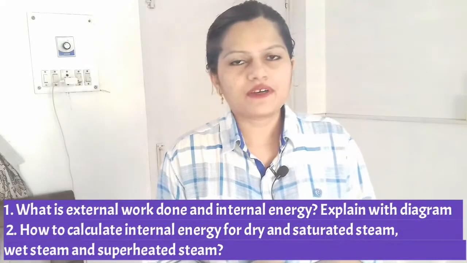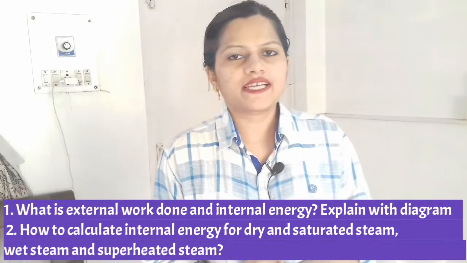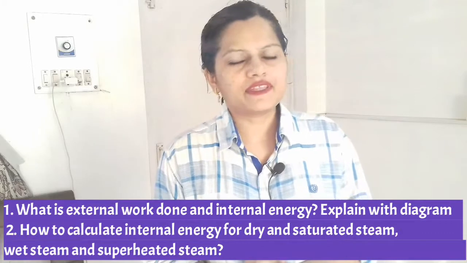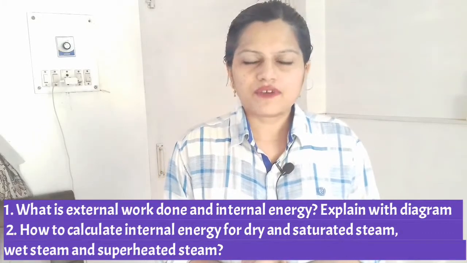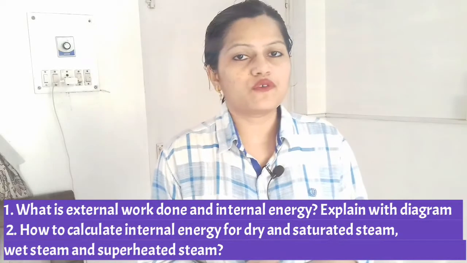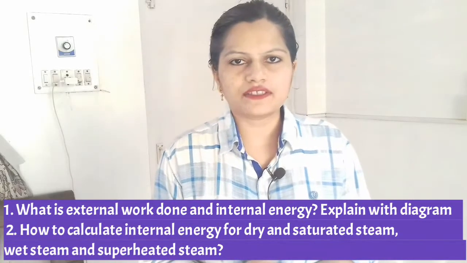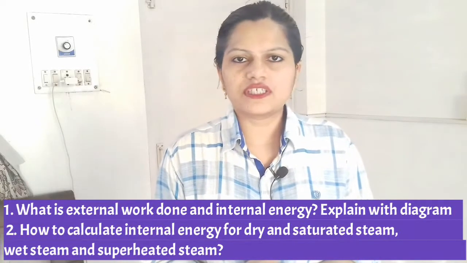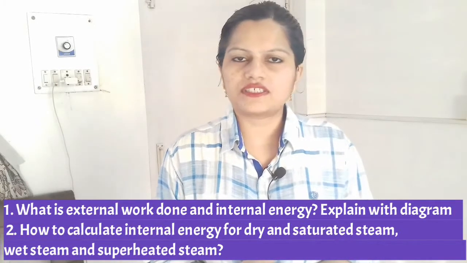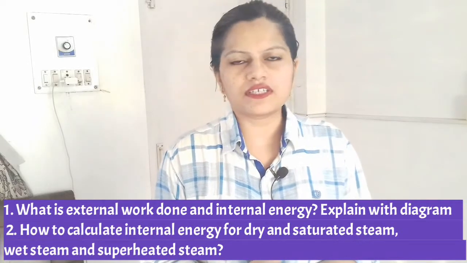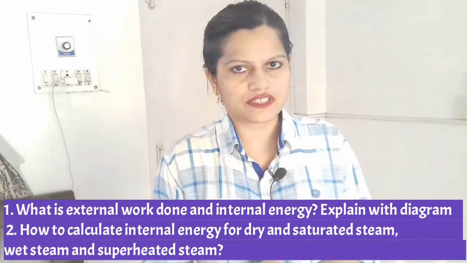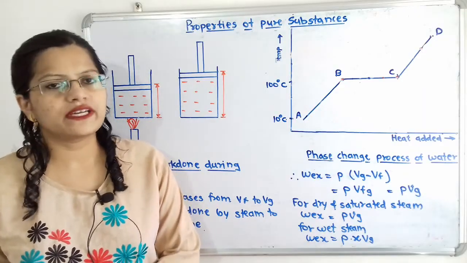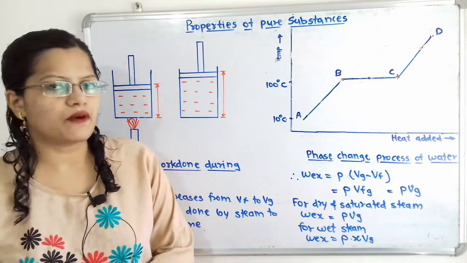Hello ma'am. My first question is, what is the external work done and internal energy? Please explain with diagram. Second question is, to solve the problem to find out the internal energy for different conditions of steam. That is, first condition is wet steam, second condition is dry and saturated steam, and third condition is for the superheated steam. Let us understand the external work done during evaporation process with the help of diagram.